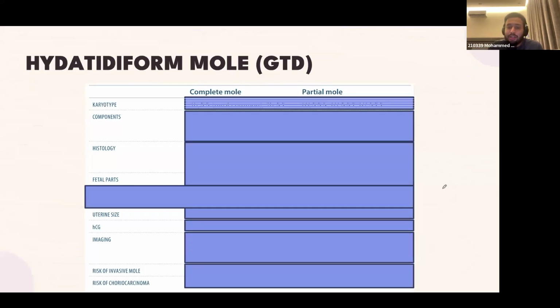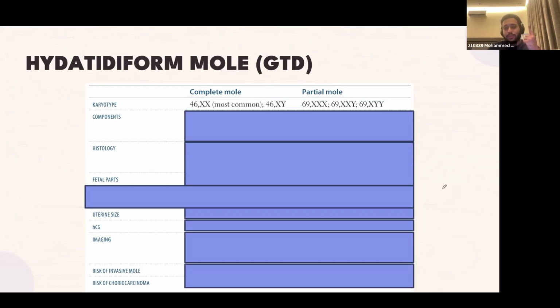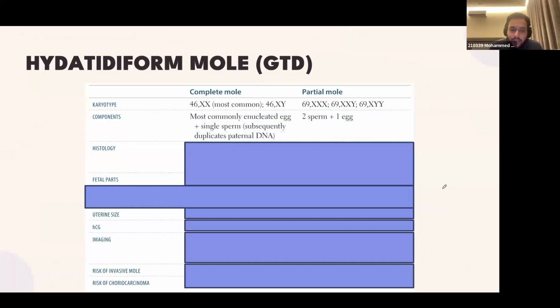69XXY. Okay. Now, components of it, don't worry about this actually, but basically, one sperm goes to an anucleated ovum, goes in, it's 23, duplicates to 46XX. That's what causes complete mole. Partial mole, two sperm with one egg. Okay, hence 69. Okay, 23, 23, 23. So that's pretty much what causes partial mole. So that's the components part.